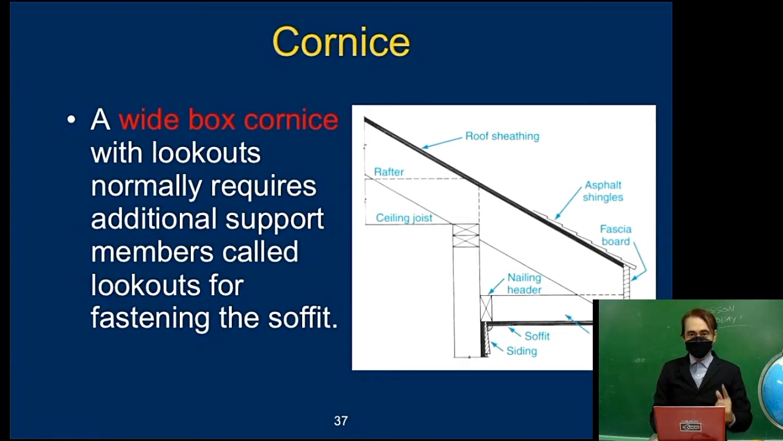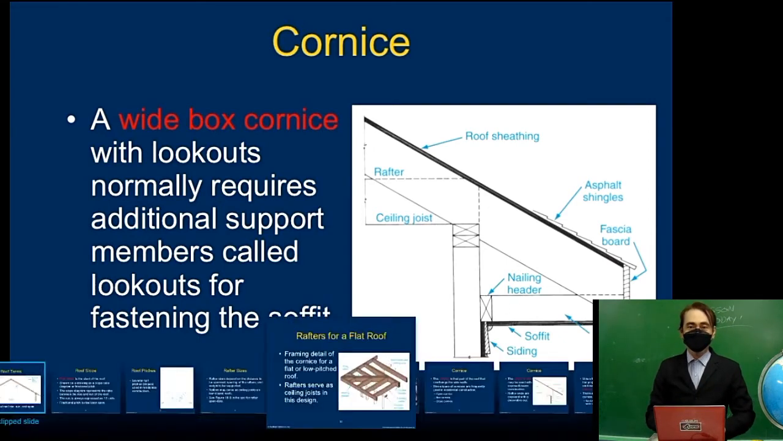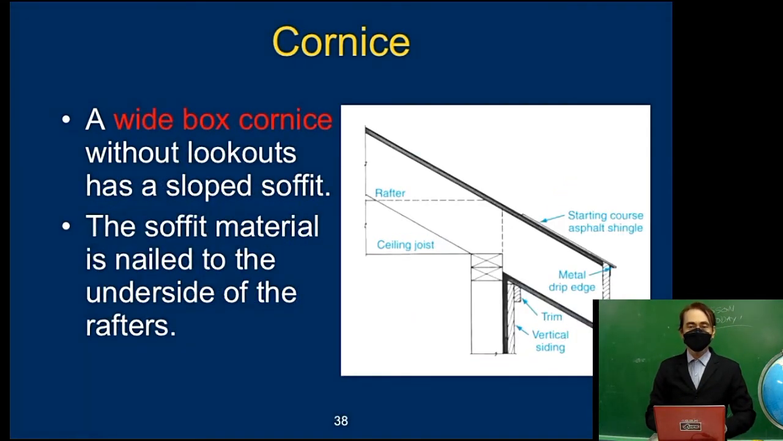A wide box cornice with lookouts normally requires additional support. There is additional support here. A wide box cornice here without lookouts has a sloped soffit. This is the sloped soffit, guys. The sloped soffit material is nailed to the underside of the rafters.